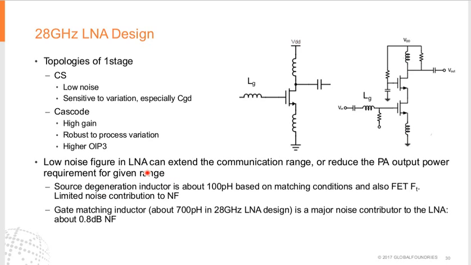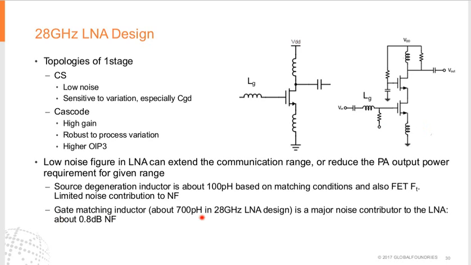For the low noise amplifier, the noise figure is a very important one. It is related to the communication range, or to reducing the PA output power for a given range. So based on this design, we can see this is a source degeneration inductor, based on the 45 nm SOI fT and fmax, and the design frequency at 28 GHz. The source degeneration inductor is about 100 picohenry, so this one has limited loss contribution to the LNA.